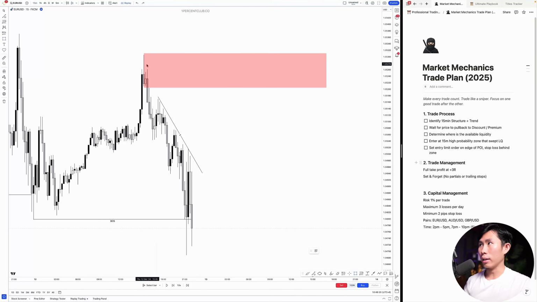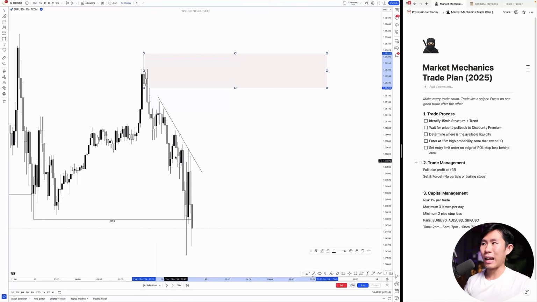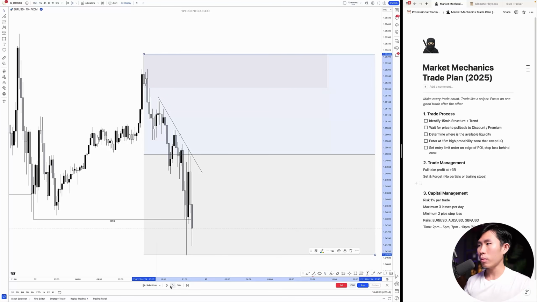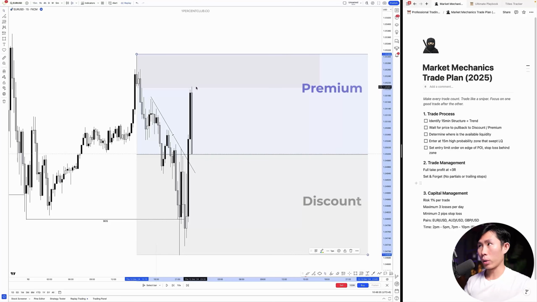And then based on this, we saw that this is our extreme supply zone. Once again, that swept liquidity on the left hand side. And then this was that available liquidity, right? So based on this, we are waiting for price to pull back to the premium discount right there. And this is that particular zone that we want to enter on. And bam, you can see, boom.